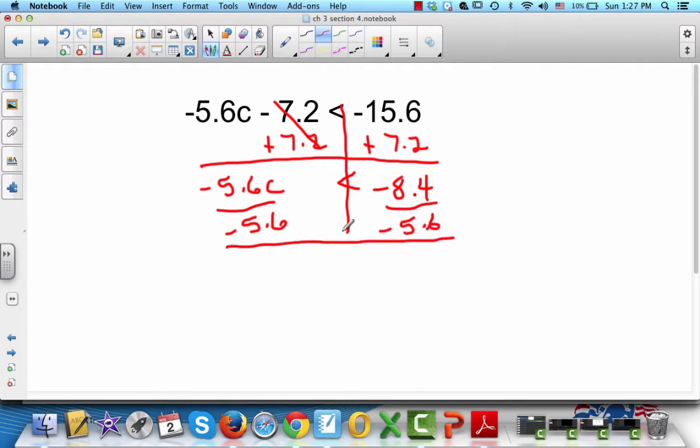Draw our line indicating a new step. We'll extend this line a little bit. Those cancel each other out. You're left with c. But remember, you divided by a negative number, so that flips the direction of the inequality sign, and your answer is c is greater than 1.5.